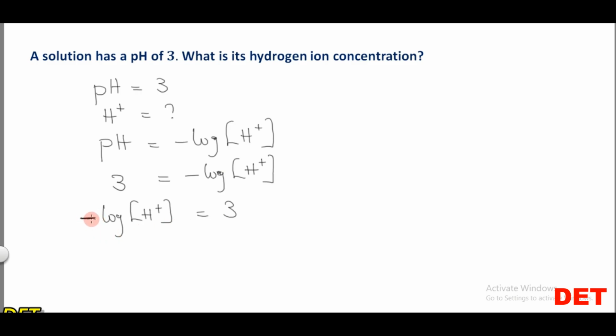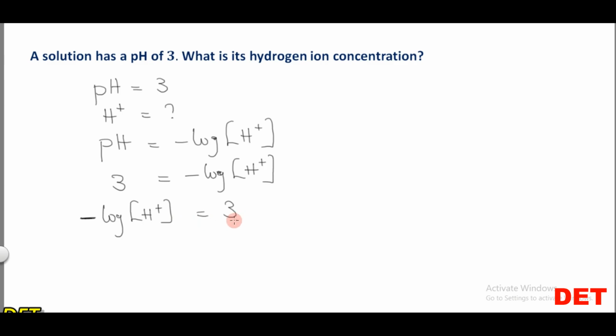So how do I remove this minus sign? I'll remove this minus sign by dividing both sides of the equation by minus 1. This is divided by minus 1, this is divided by minus 1. Minus will cancel out minus. Log hydrogen ion concentration divided by 1 will still give us log hydrogen ion concentration. 3 divided by minus 1 will give us minus 3.